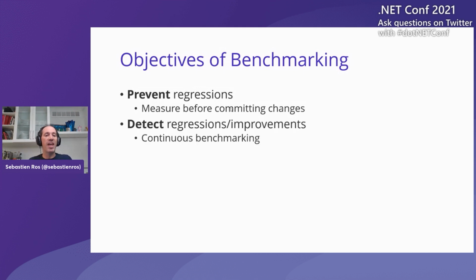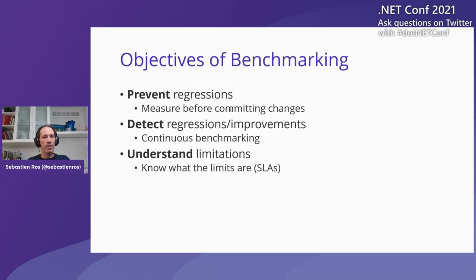You also need to detect regressions. In case you could not preemptively find something that will regress performance, you need to be able to detect, after the fact, that something changed. And that's what we call continuous benchmarking, something that will run all the time just to find things after you've made a change or to detect something that you didn't expect.